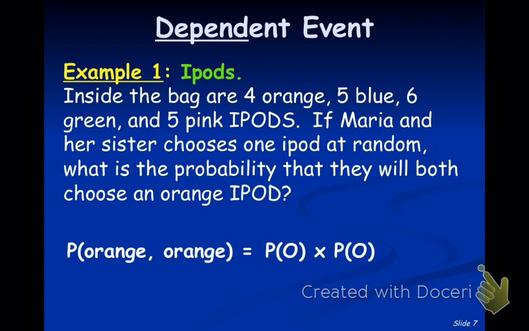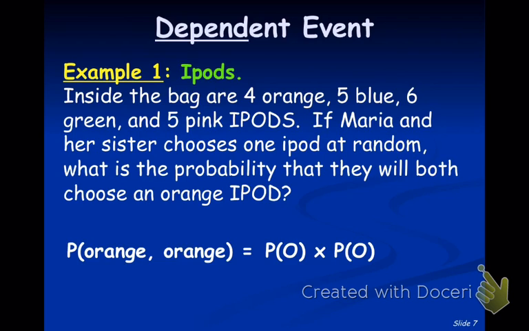So let's look at the example of the Best Buy iPods giveaway. Again, we have 4 orange, 5 blue, 6 green, and 5 pink iPods. If Maria and her sister choose one iPod at random, what is the probability that they will both choose an orange iPod? So we're doing P of orange and P of orange again. This is where we have to make sure that this is a dependent event because they're each grabbing an iPod. It's not like Maria's going to put her iPod back in the bag. They're each going to take one.